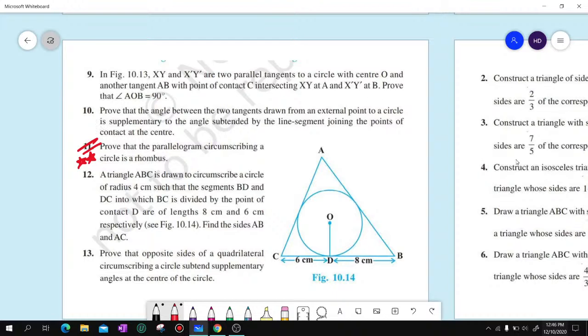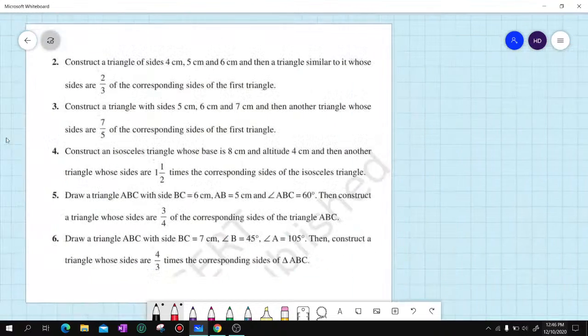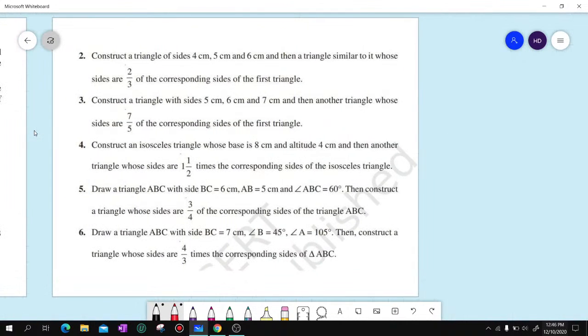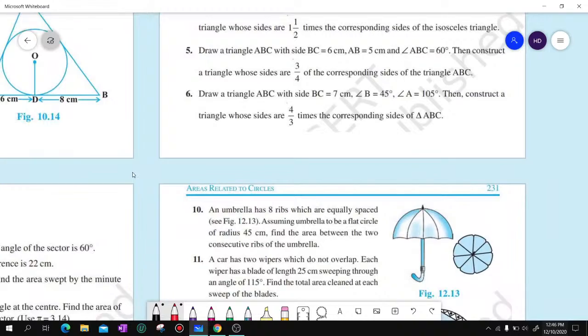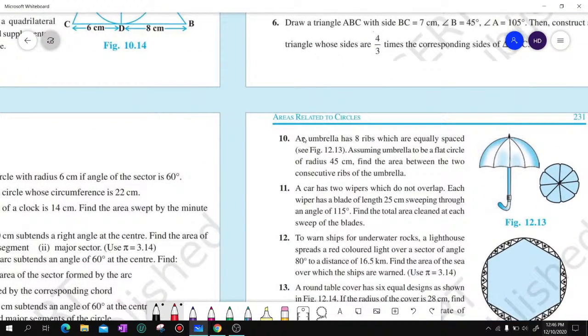And when you come to constructions and geometry, the chance is highest for the 2nd and 3rd questions. You have to draw similar triangles for those 2 questions.